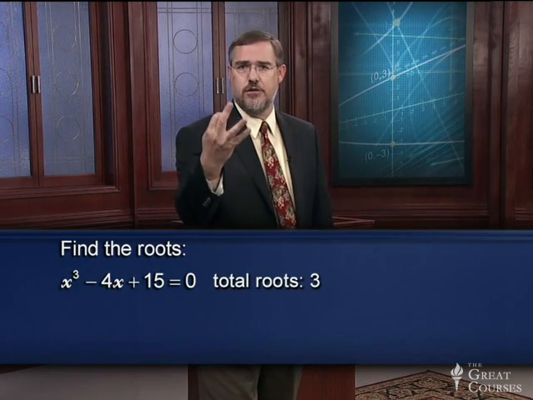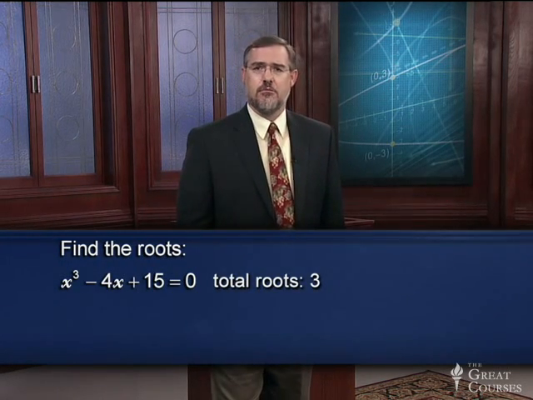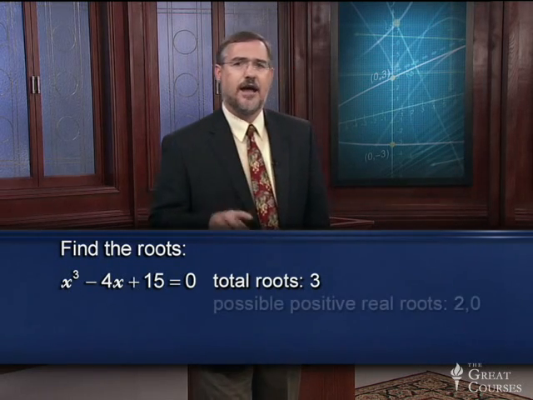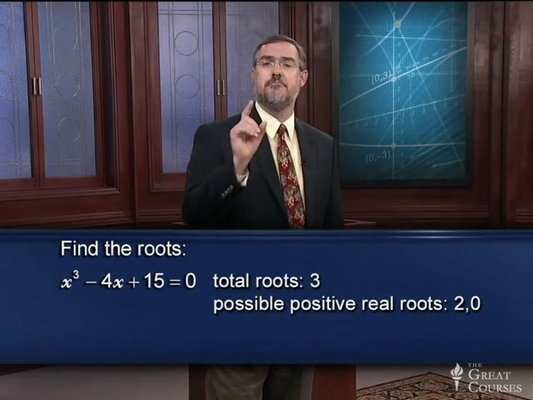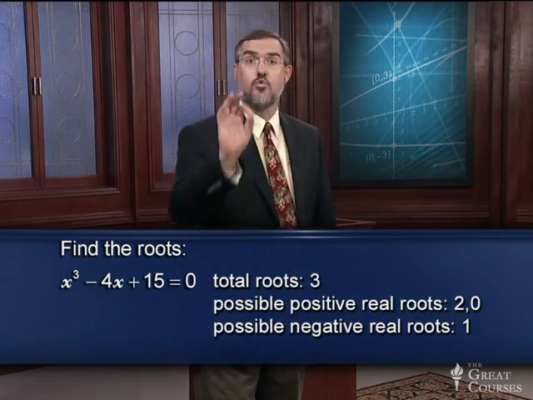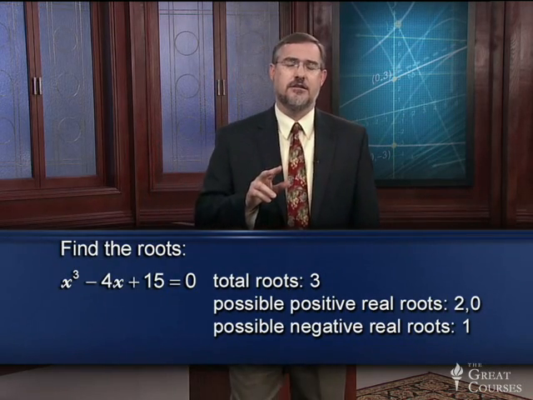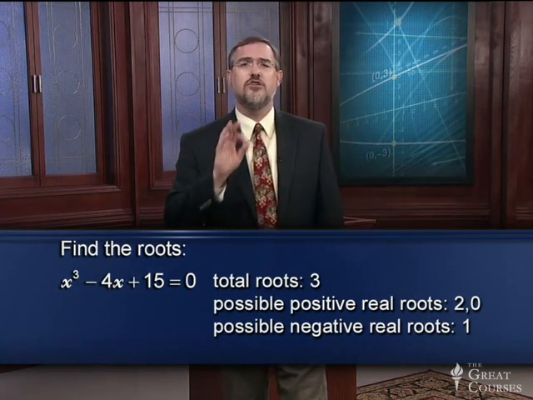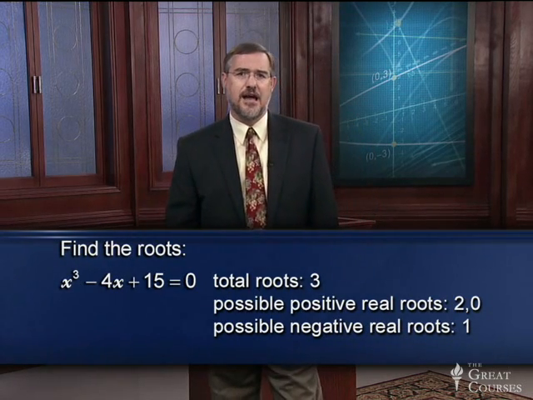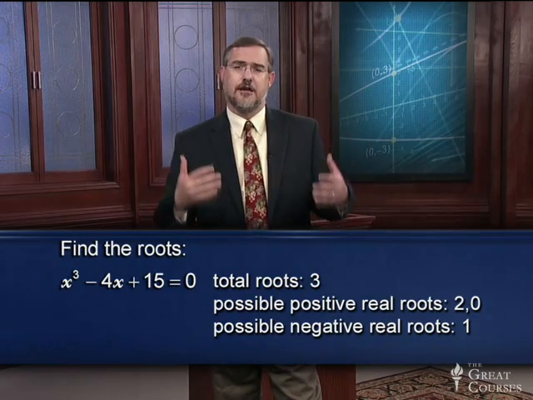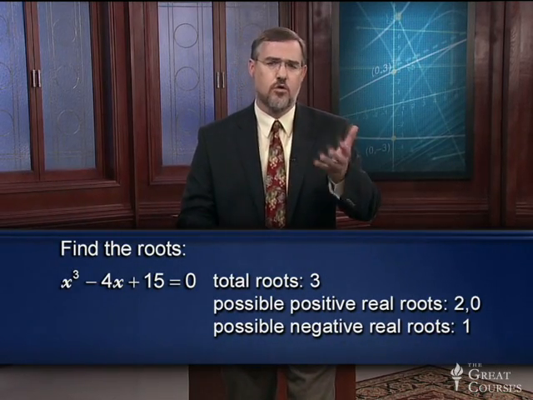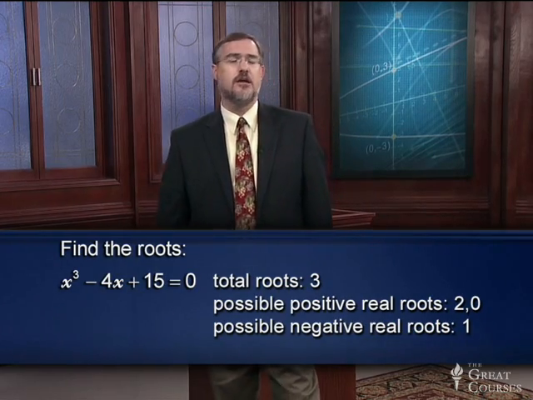We know there have to be 3 roots thanks to the fundamental theorem of algebra. And now, thanks to Descartes' rule of signs, I either have 2 or 0 of them being positive, and I have exactly 1 negative real root. And keep in mind, Descartes' rule of signs is only trying to keep track of the real roots. It has nothing to do with the imaginary or complex roots that might show up where you have to have a square root of -1 thrown in, or the value i. Okay, so far so good.